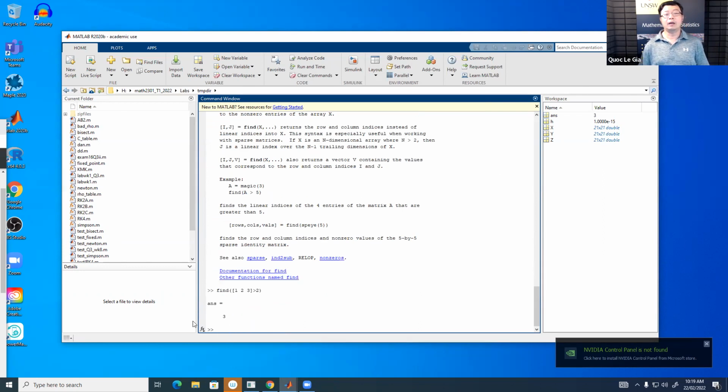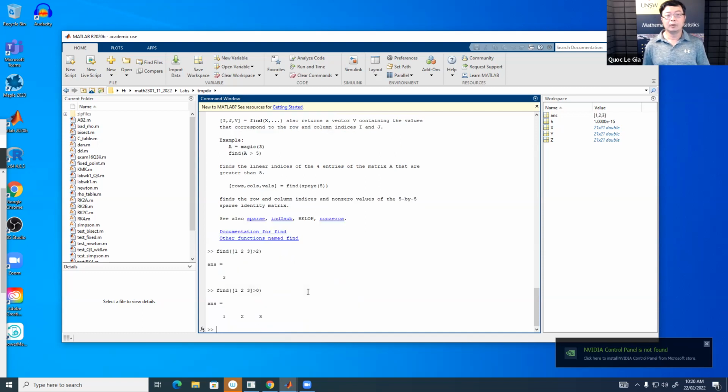Then it gives me the answer 3. So you see only the third element is bigger than 2. Yeah. So suppose I put, say, bigger than 0. And then I got all the elements. Okay, so it gives the index. Yeah, it gives the index of the matrix that satisfies the condition.